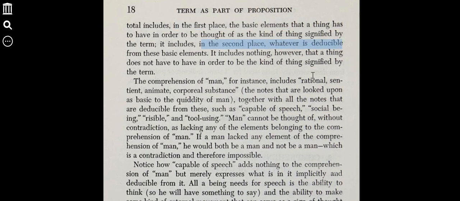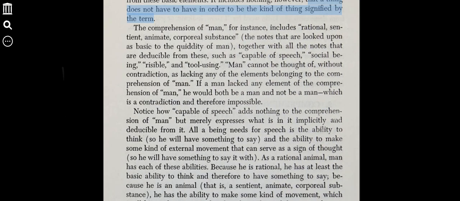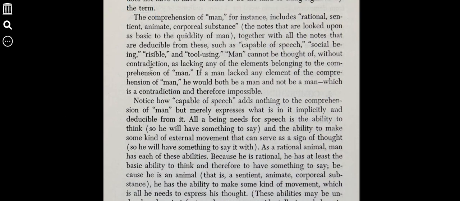Now, in fact, in traditional logic, a lot of textbooks would refer to this as properties. So you have the basic elements, and then you have the so-called properties. Properties is a technical term in traditional logic. Getting back to the author, "Comprehension includes nothing that a thing does not have to have in order to be the kind of thing signified by the term." So, for example, let's consider the comprehension of man as our author does.